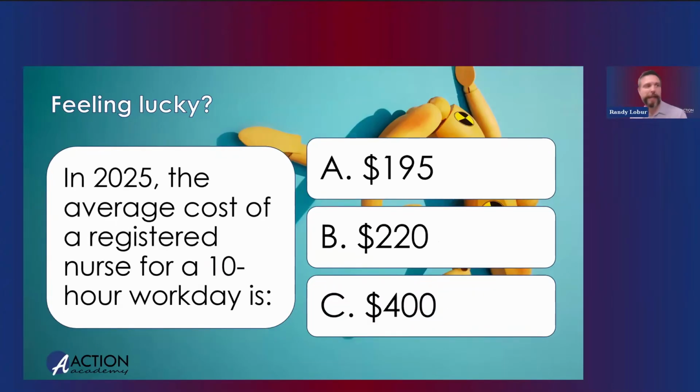In 2025, the average cost of a registered nurse for a 10-hour workday, so it's a nurse to come to your home and take care of you, is that A, about $195 per day, B, $220 per day, or C, about $400 per day? Which of those sounds right to you? Please put A, B, or C in the chat. Robert, and those of you choosing C, you are absolutely correct. The average cost of a registered nurse to come to your home and take care of you for a 10-hour workday is about $400. That can be a hefty chunk of cash as well.